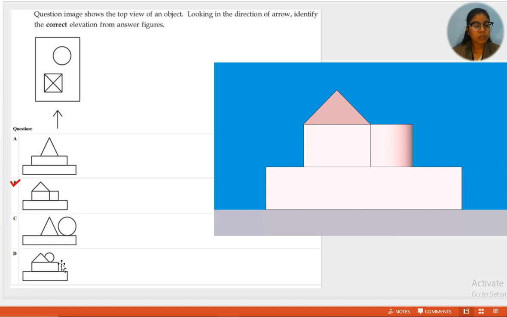Now we are left with options A, B, and D. As you can see in A and D, two levels of rectangle are shown, but here we get to see only one. There is no other part like this. So that's why A and D can't be possible, and option B will be your correct answer.